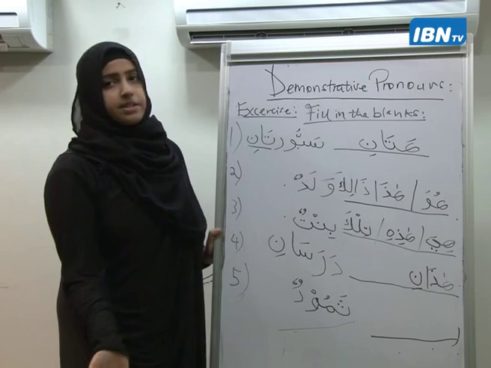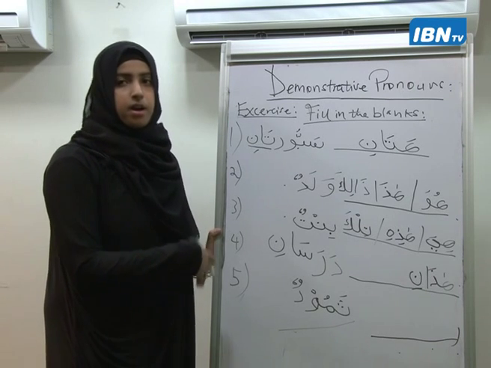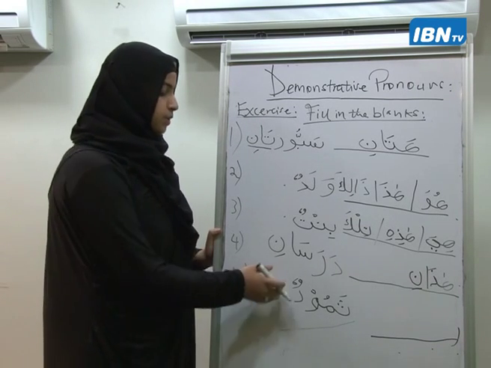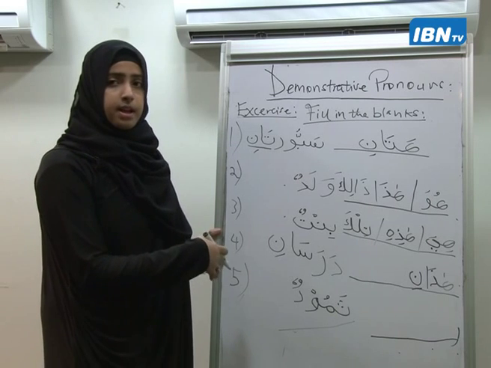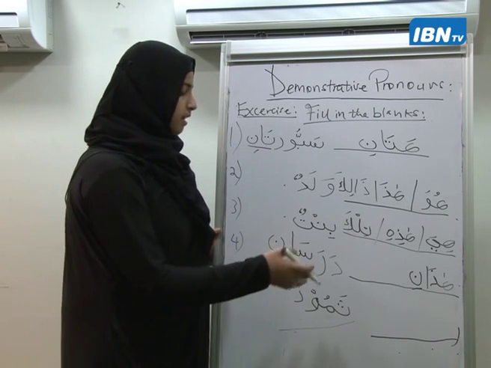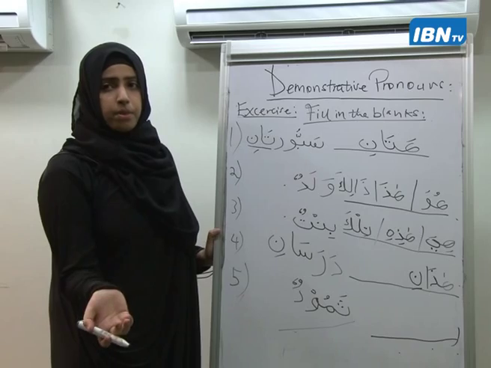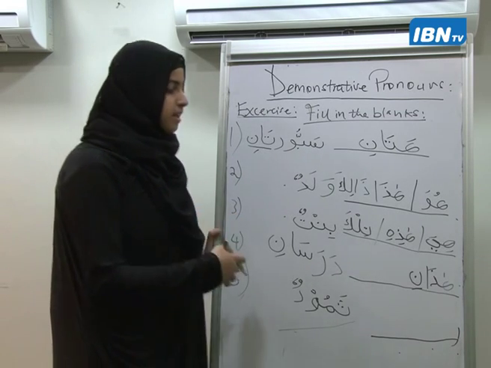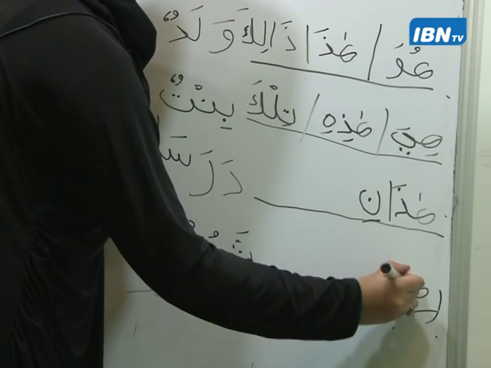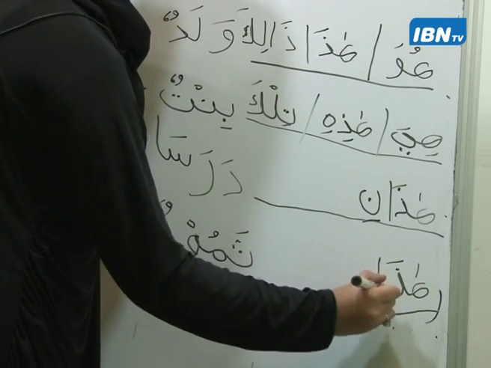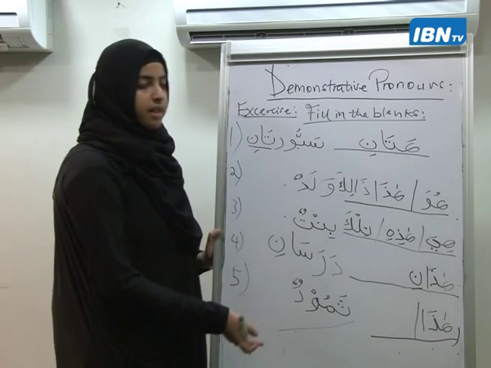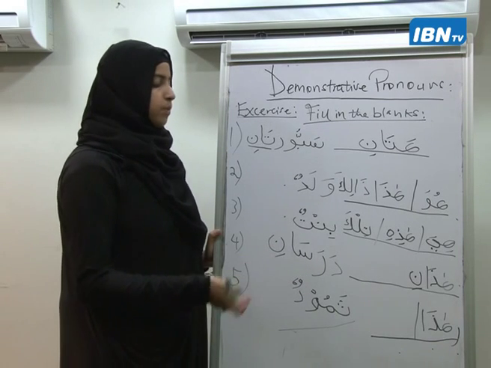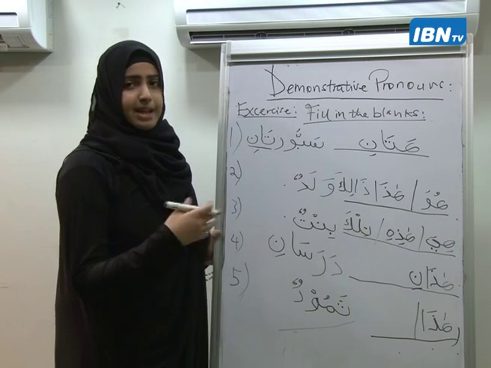So first again, identify the noun. Is it a mudhakkar or is it a muannath? So I tell you this word here is a mudhakkar, right? So what's the appropriate pronoun for a mudhakkar? I can say hadha Thamudun. This is Thamud. Another example, can I say anything else?